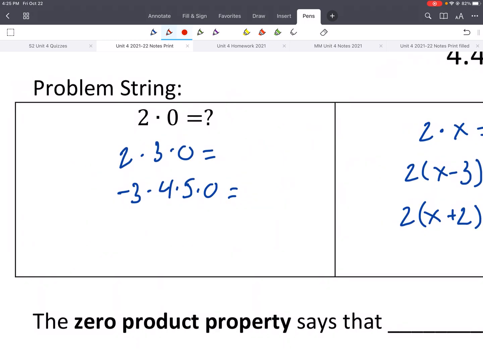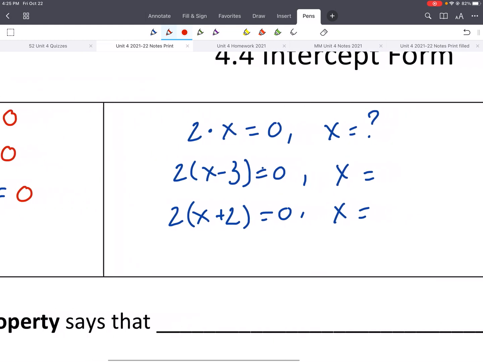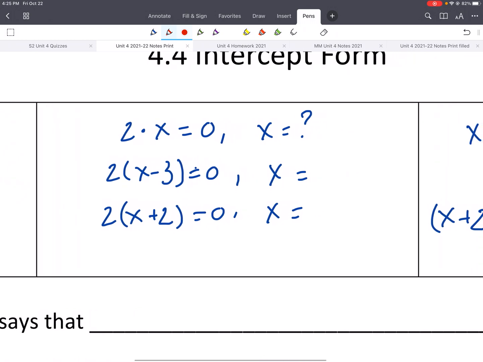All right, hopefully you gave that a try. So 2 times 0, you'd probably agree that would be 0. 2 times 3 times 0, it'd still be 0. Negative 3 times 4 times 5 times 0, it's still 0. So no matter what everything else is, it doesn't matter as long as one of those numbers is 0. Okay? So let's use that information to answer these questions.